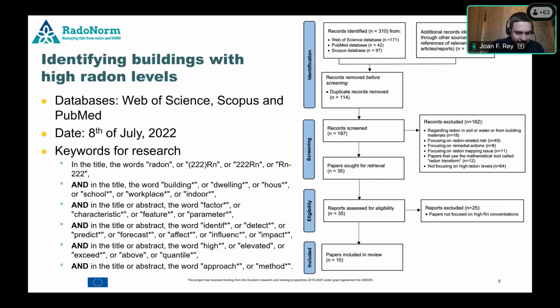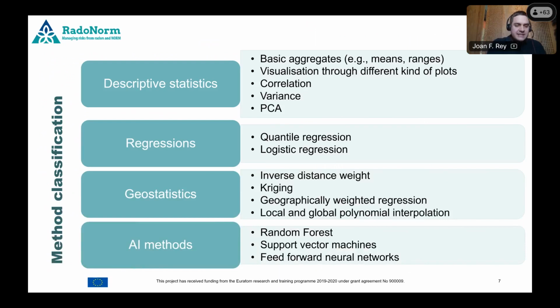From these papers, we looked at the different methods that we found, and we classified them into 4 main categories. The first was descriptive statistics, with basic aggregates, for example the means, the ranges, and so on, some visualization through different kinds of plots, the correlation analysis, the variance, and the PCA, the principal component analysis. Then we have the regression class, which is filled by the quantile regression and the logistic regression.